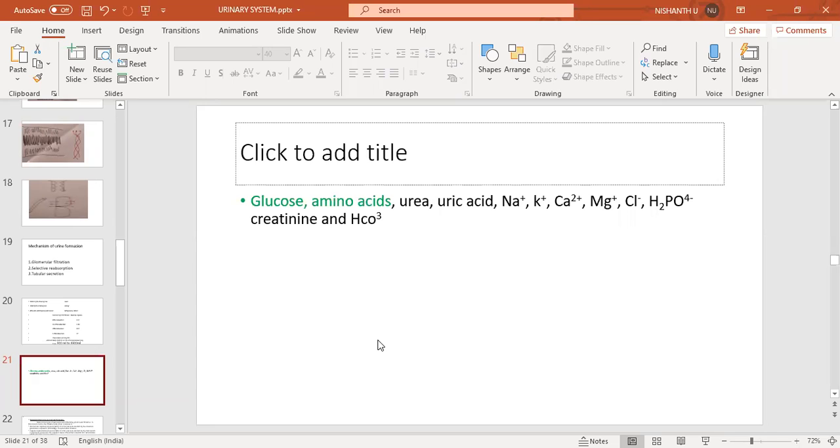Then low threshold substances are there, like urea. Urea is a low threshold substance. That means they are reabsorbed, but in small quantity. Maximum will get excreted from the body in the form of urine, but some amount of the urea will get reabsorbed into the body. Then which one is the non-threshold substance? Creatinine is the best example for non-threshold substances. That means whatever creatinine reaches the kidney, everything will get eliminated from the body.